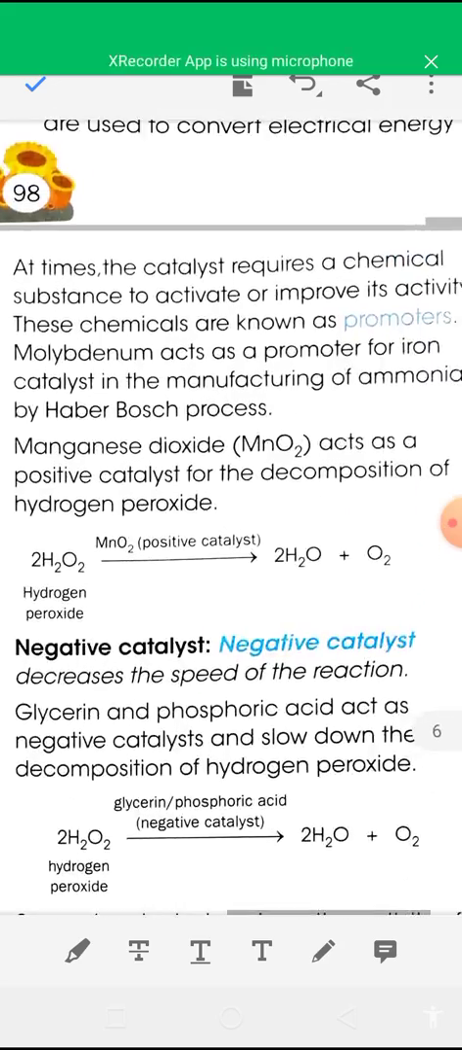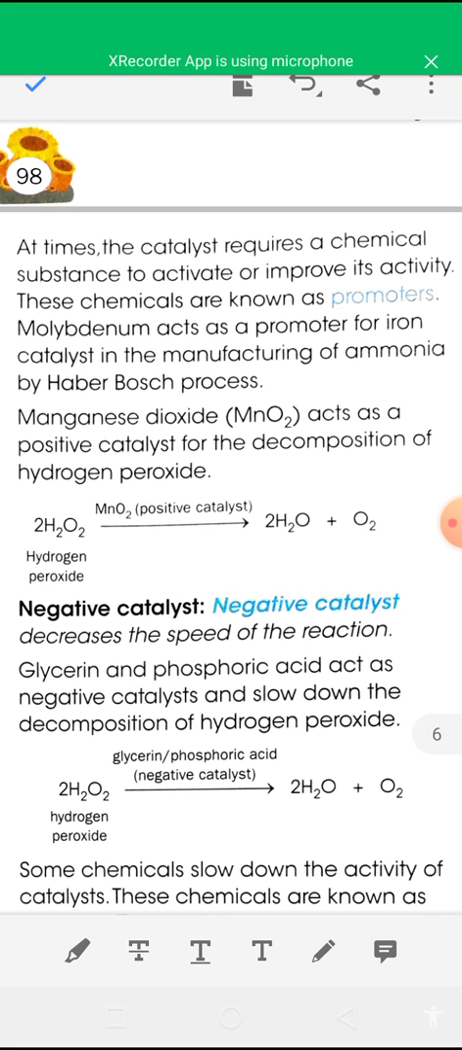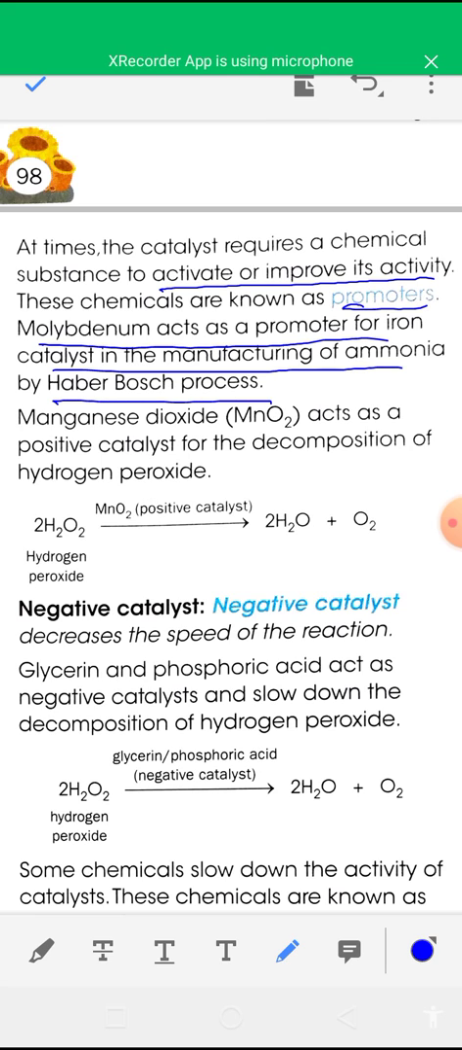And the substances that increase the effectiveness of the catalyst are known as promoters. So promoters are chemical substances that activate the activity of the catalyst. For example, molybdenum acts as a promoter for iron in the manufacturing of ammonia by the Haber-Bosch process. In the preparation of ammonia from hydrogen and nitrogen using the Haber-Bosch process, iron is used as catalyst and molybdenum is used as promoter.